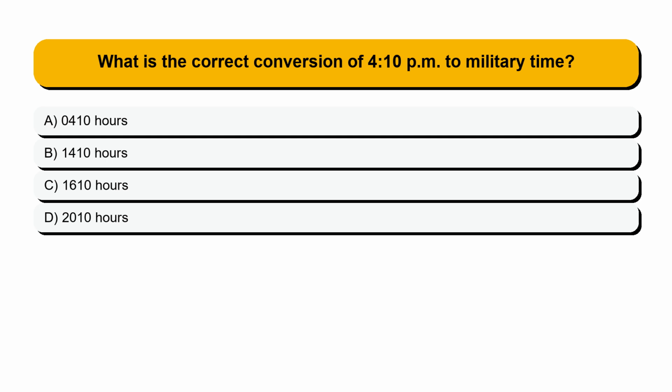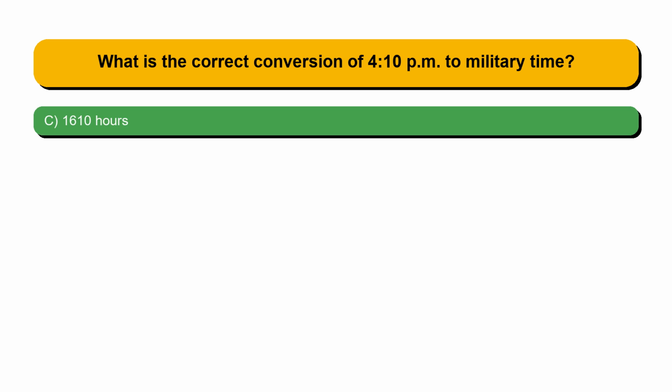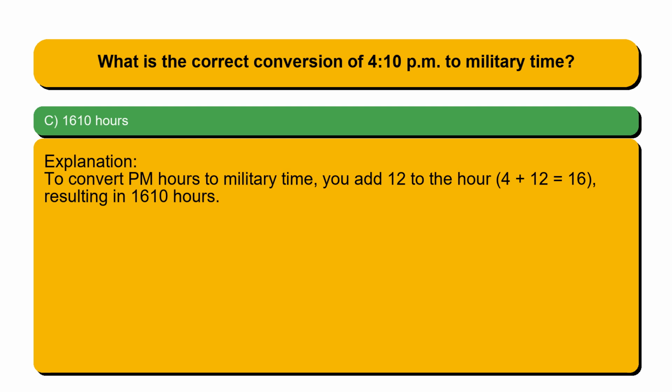Question 46. What is the correct conversion of 4:10 p.m. to military time? Option A, 0410 hours. Option B, 1410 hours. Option C, 1610 hours. Option D, 2010 hours. The correct answer is option C, 1610 hours. To convert PM hours to military time, you add 12 to the hour. 4 plus 12 equals 16, resulting in 1610 hours.